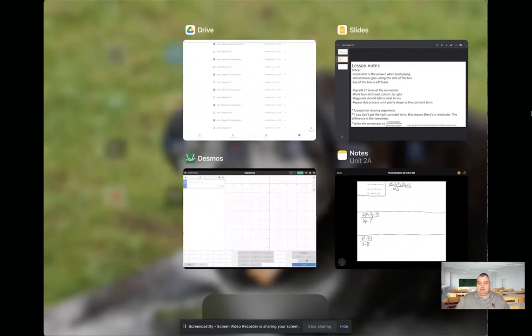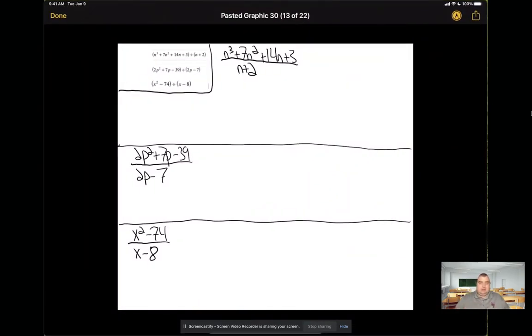So let's take a look at those examples. The first one we're going to do is the one at the top here. We have n cubed plus 7n squared plus 14n plus 3 divided by n plus 2. First things first, I'll notice that there's no missing exponents here, so we don't have to worry about that. So let's go ahead and set up the box method.